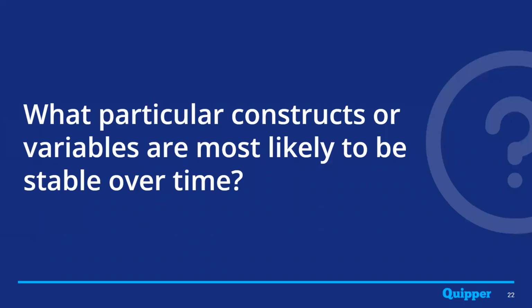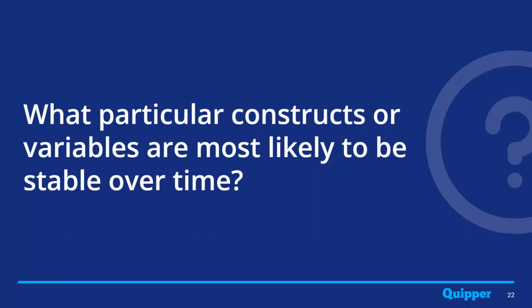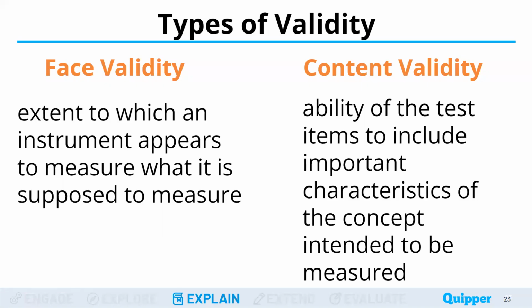What particular constructs or variables are most likely to be stable over time? And then we'll check the types of validity. First, face validity. Extent to which an instrument appears to measure what it is supposed to measure. Okay, so if we want to measure financial management or financial behavior and financial literacy, dun ba sa question na yun, na-measure ba siya? Ayun ba yung supposedly result na makukuha natin?